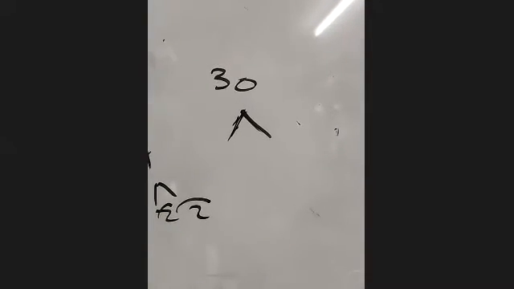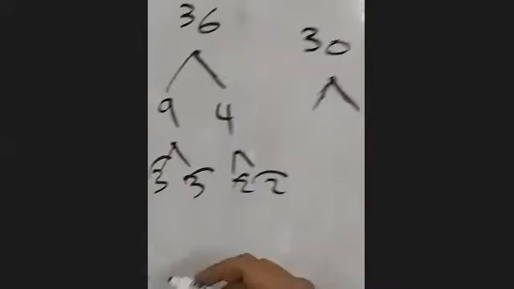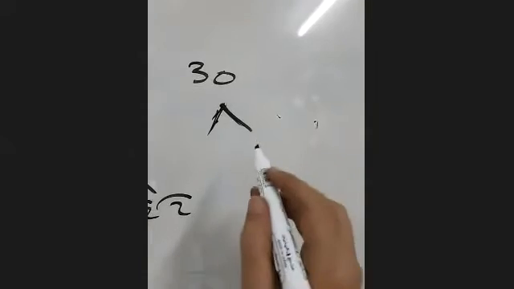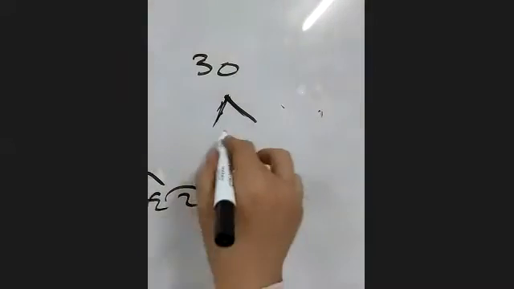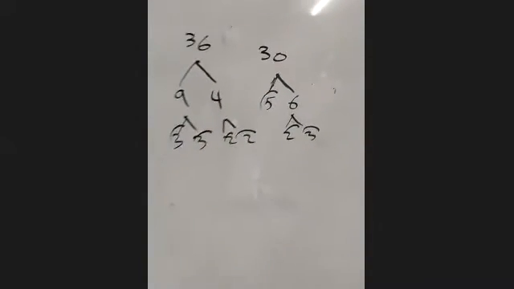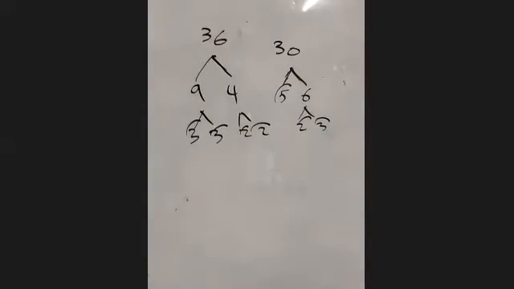Here, we will put a circle on them. 35 and 6. Here, 5 and 6. Right? Yes, the GCF is 3.